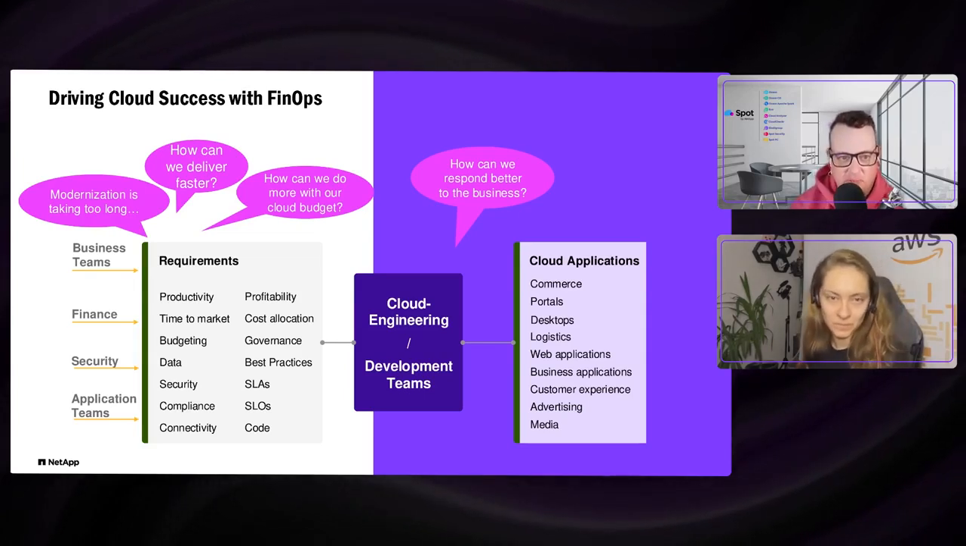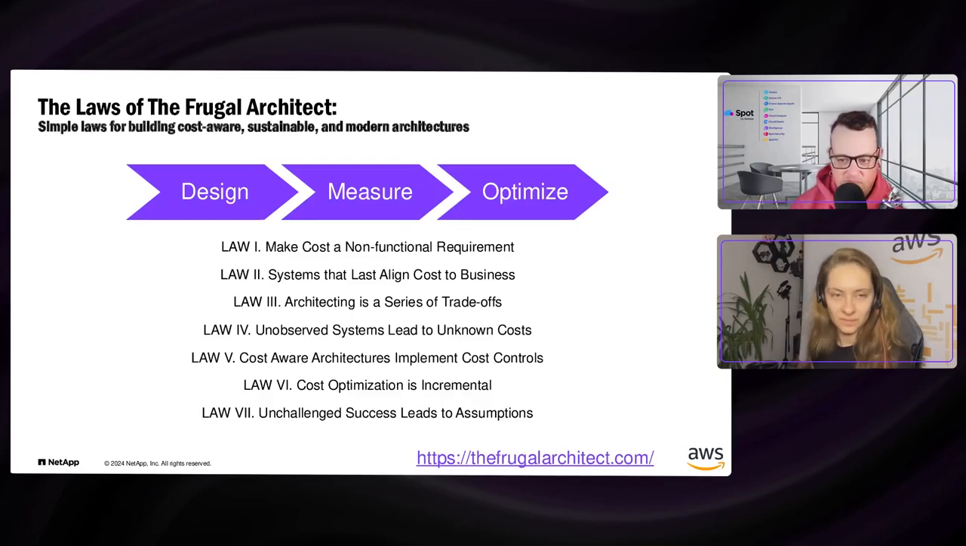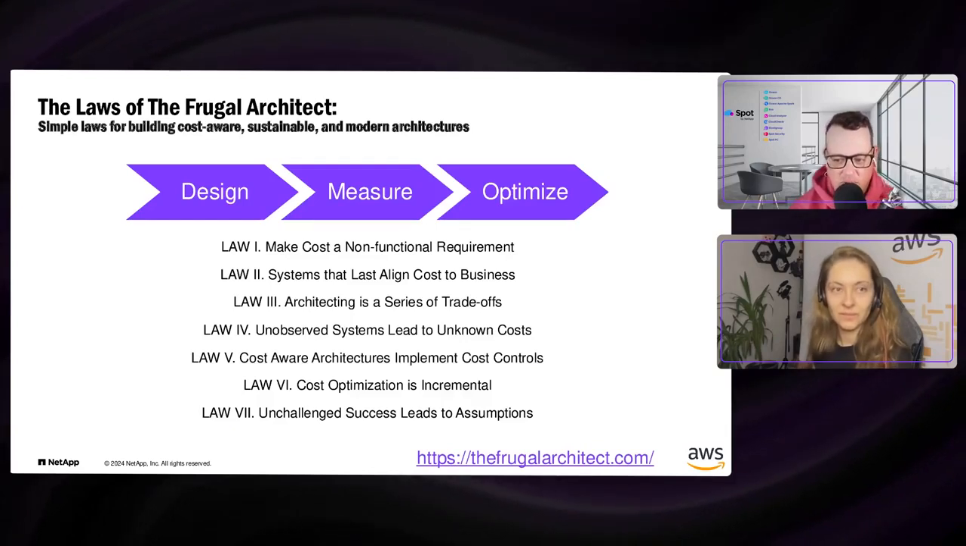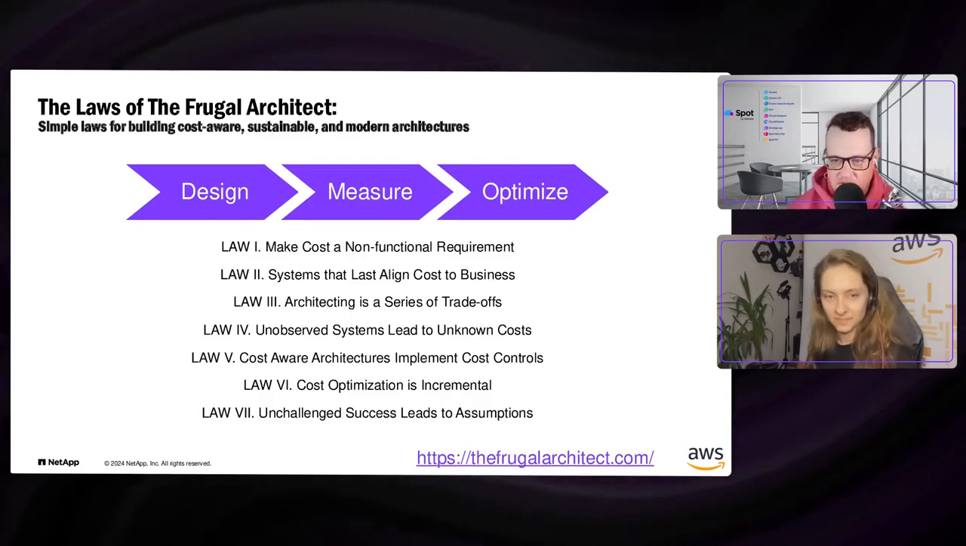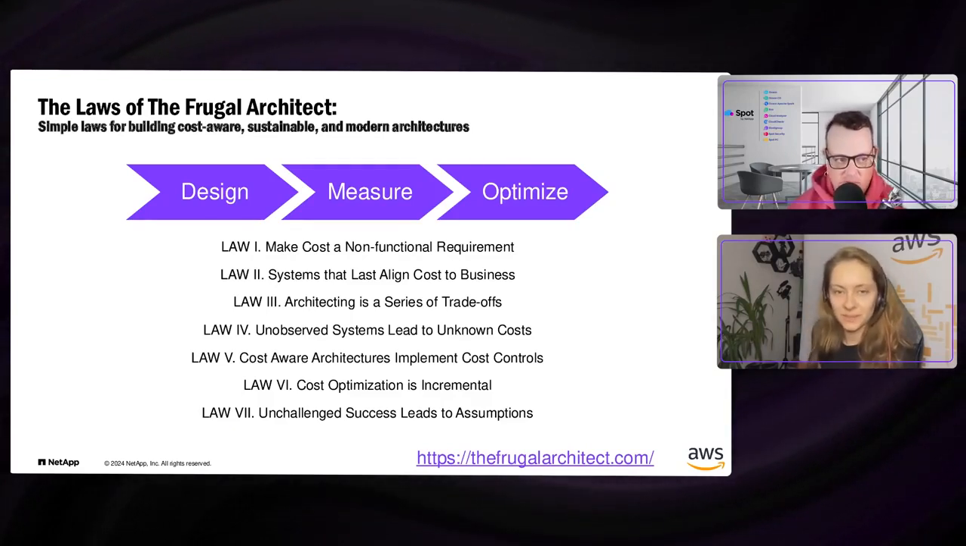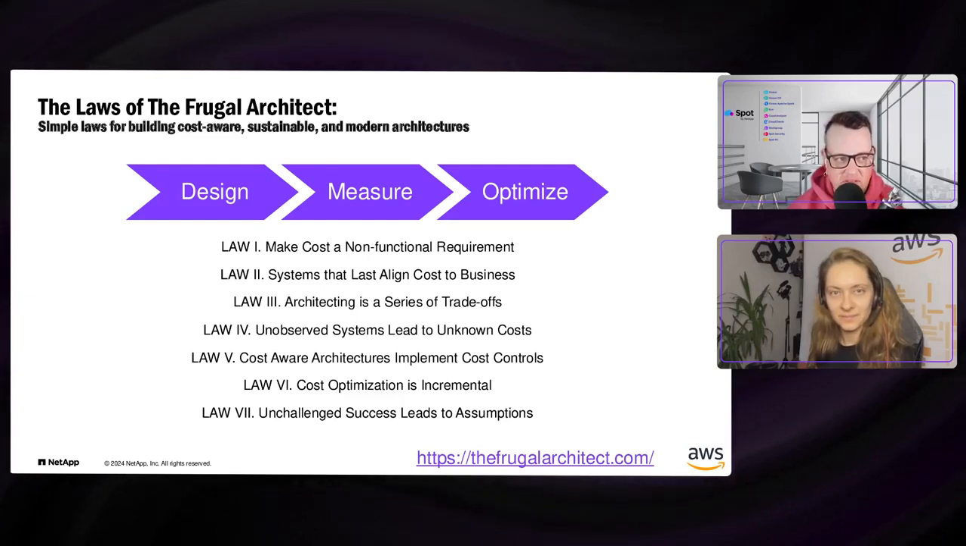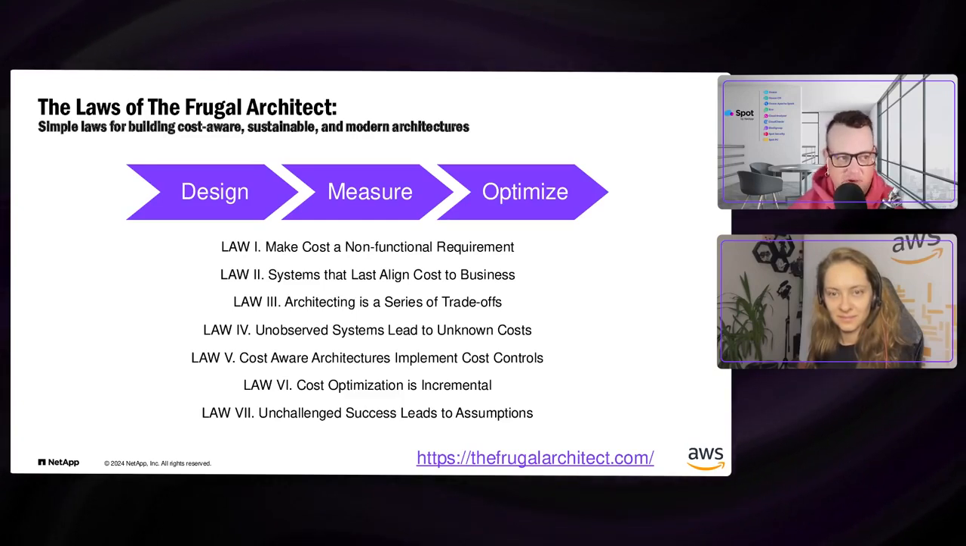You know, that slide that you had earlier, the frugal laws of the architect, the one that always stands out to me is law number 3. The architecting is always a series of trade-offs. Yeah, 100%. How do we take those trade-offs and make it so that we're taking the business needs into account and making those trade-offs in a way? Can we forget about FinOps for a while?